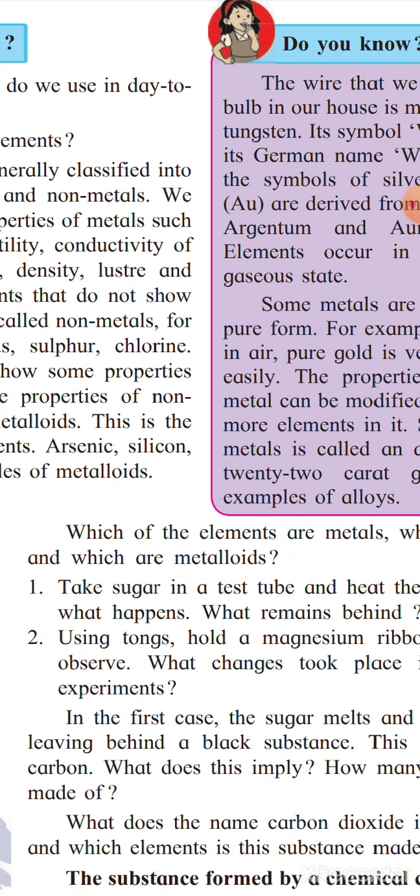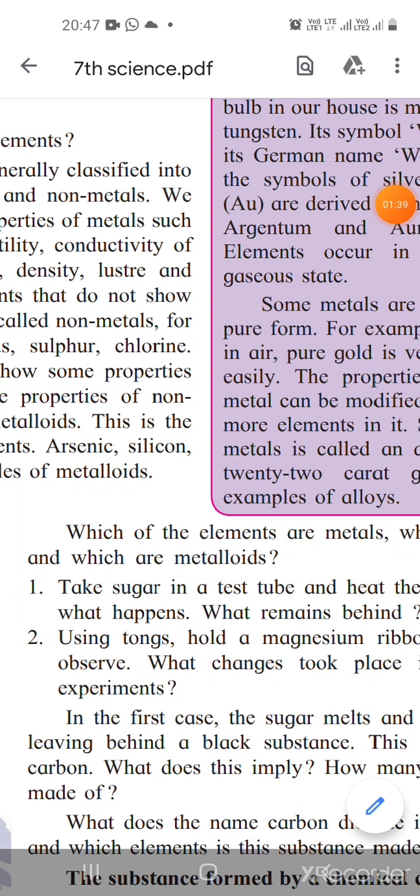Take some sugar in a test tube. Try this and heat the test tube. Observe what happens, what remains behind. When a test tube containing sugar is heated, the sugar melts and then it loses water, leaving behind a black substance. This black substance is called carbon.